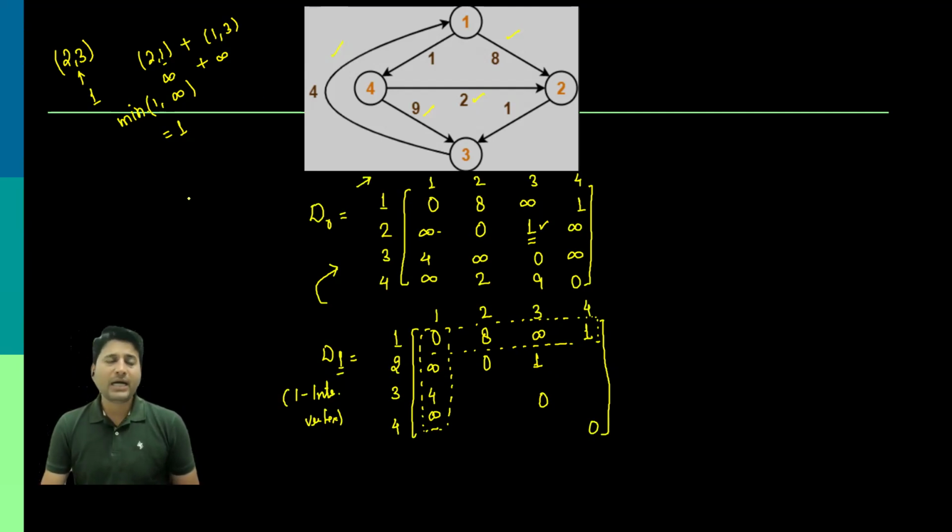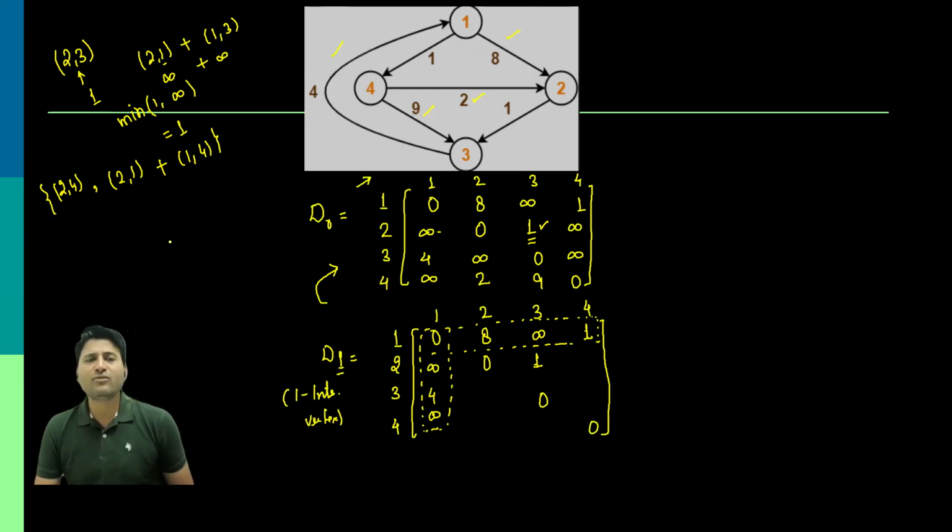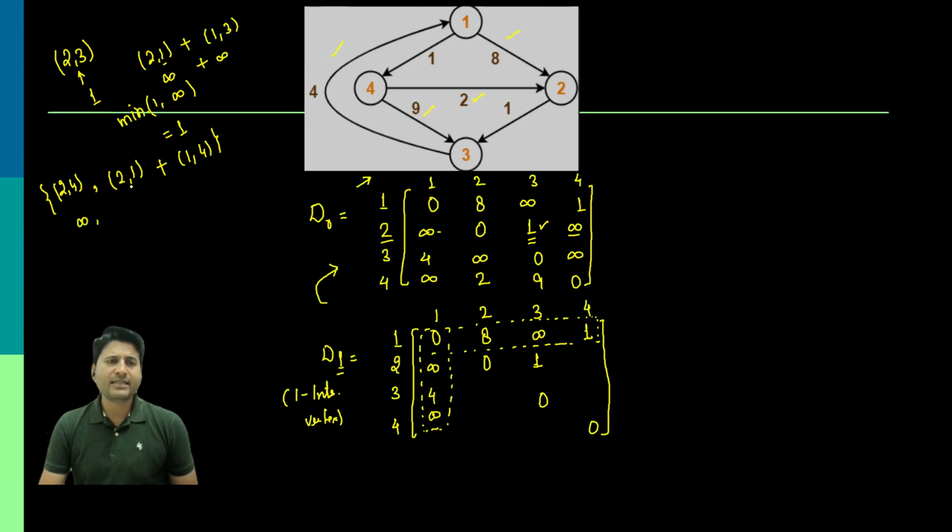Now 2 to 4. How to write 2 to 4? Let me write it once again. So 2 to 4, insert 1 in it. So 2 to 1 plus 1 to 4. Whatever the minimum is between these two will be written on this entry. So what is 2 to 4? Take this distance matrix. So this is infinite. What is 2 to 1? 2 to 1 is also infinite. 1 to 4, this is 1. So infinite plus 1, the minimum of these two comes out as infinite.